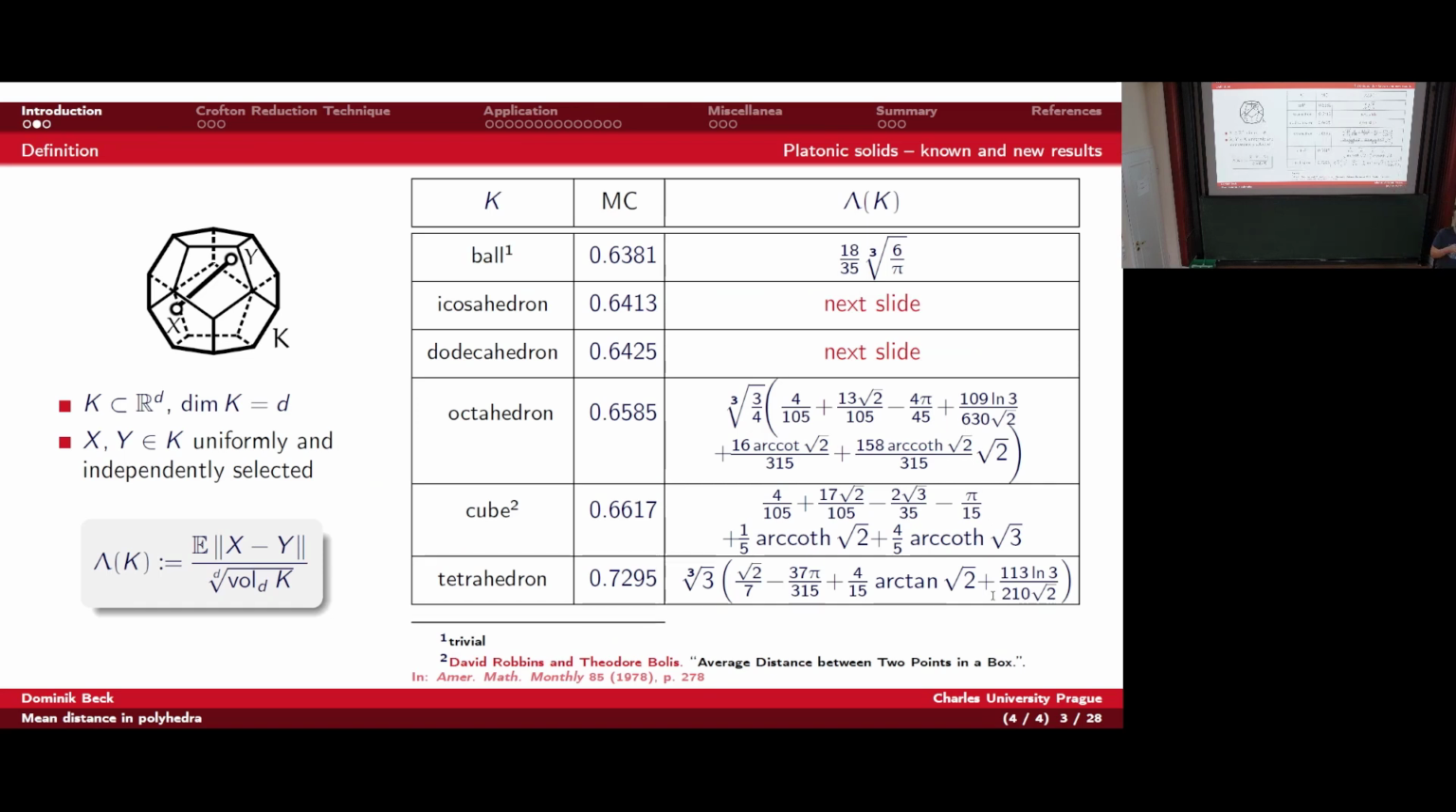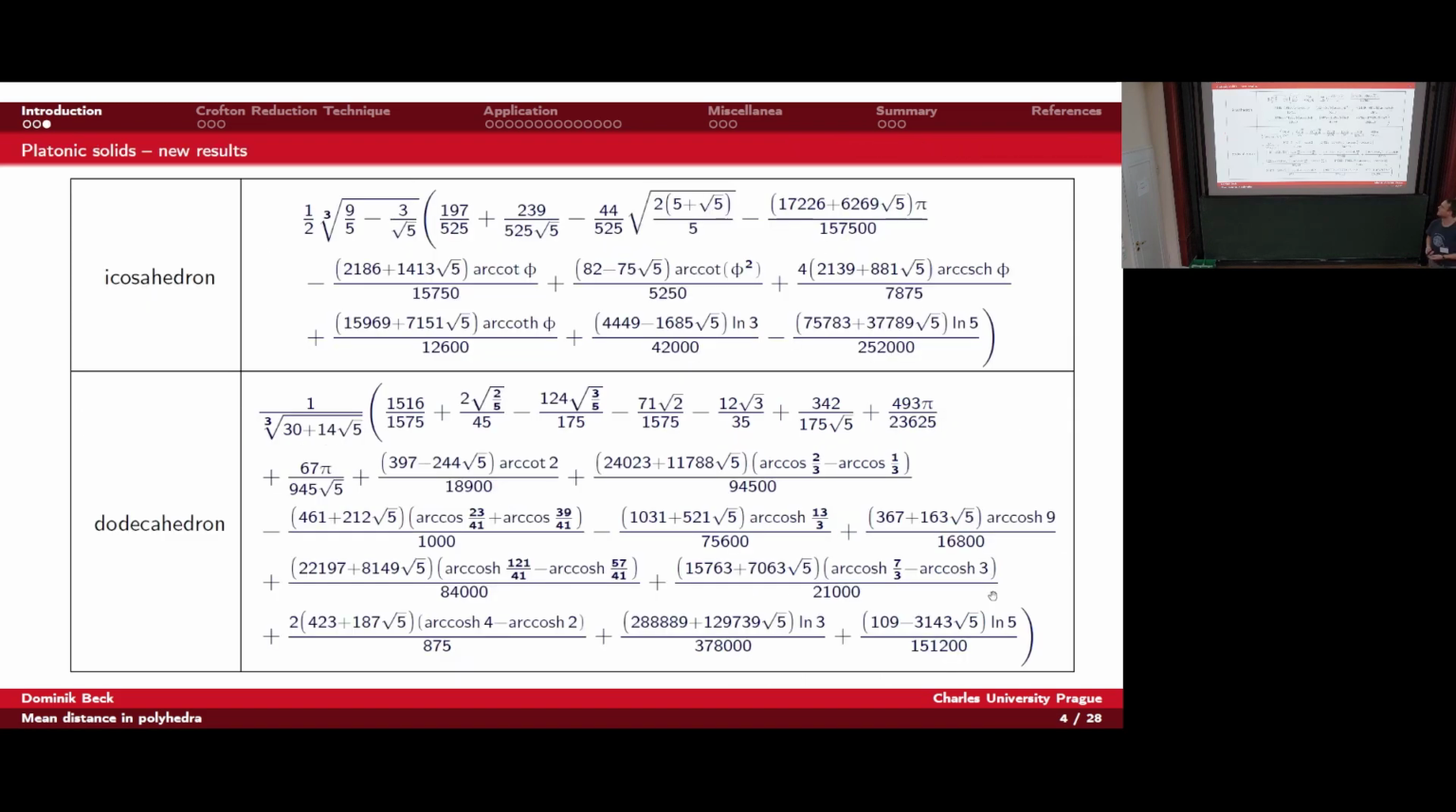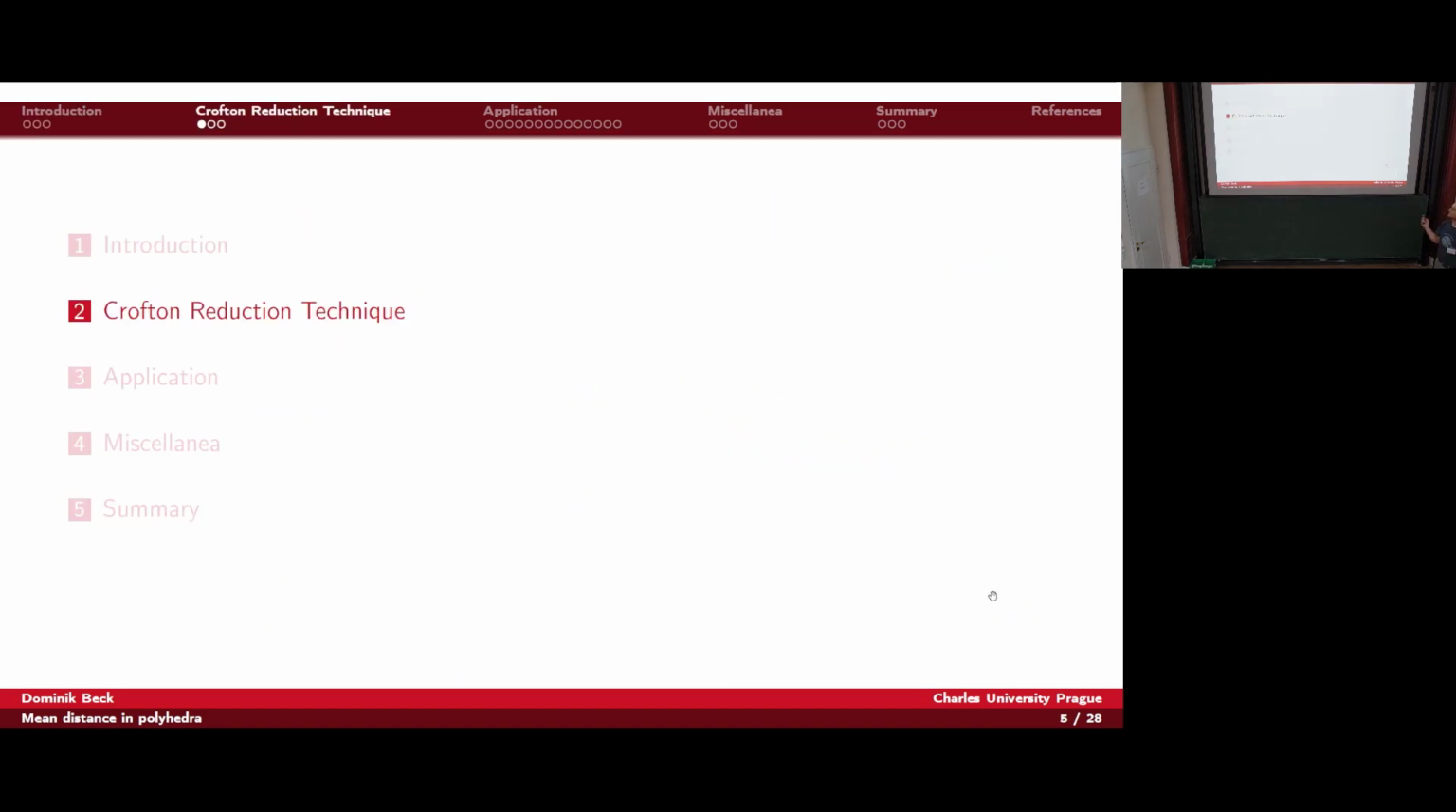And I would like to present you not only the results, that would not be so interesting for you, because you would like to learn something, I suppose, in this program. So I will show you the method I used. I call it the Crofton Reduction Technique, but it has no proper name. I just want this technique to be distinguished from another Crofton's formula, which is out there, which you probably know, Crofton's integral formula.